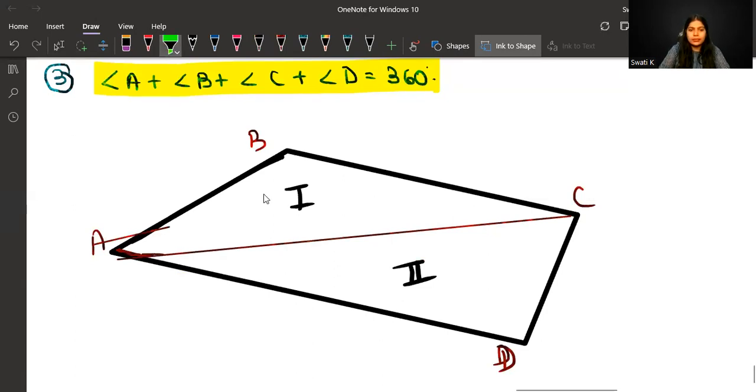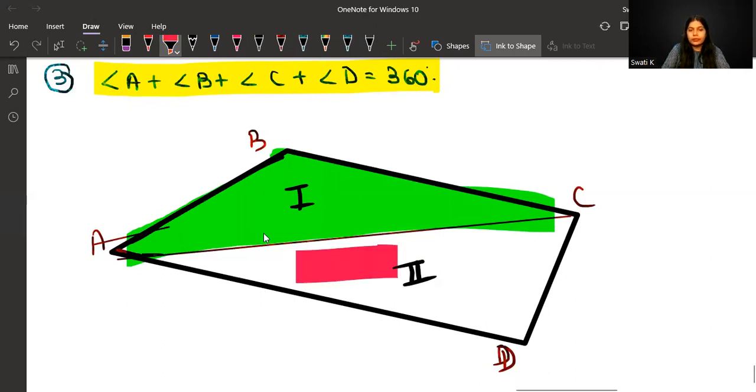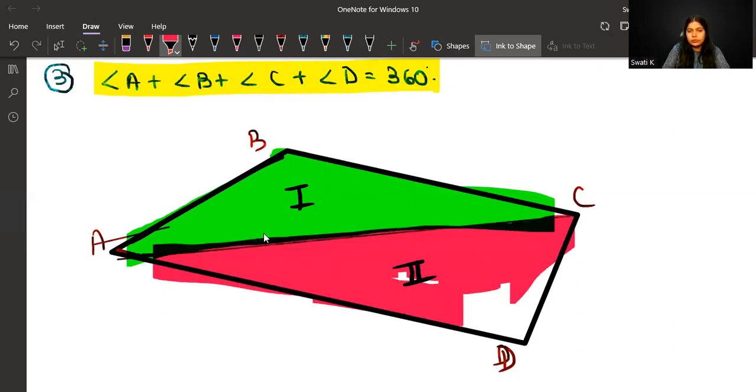One is this green region, right? And then another one is the white region, you can say, but I'll just color it. That's the pink region, right? All right, so we have these two triangles.